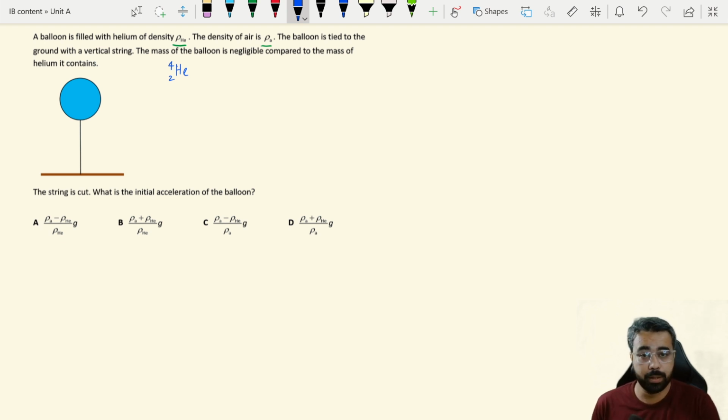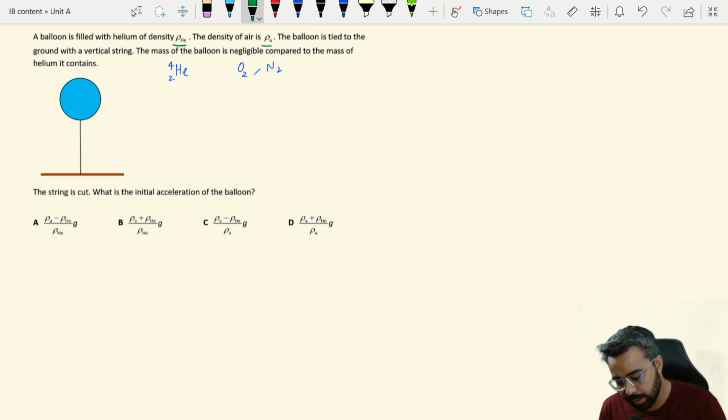We know that in air, oxygen and nitrogen make up the major part of air, and both are heavier gases. So O2 and N2 are both heavy gases. Because this balloon is inside the fluid, inside the air, the air will also exert a force on the balloon that we can call buoyancy, the upthrust force, the force that is exerted by the air upward. I will show you in the free body diagram as well.